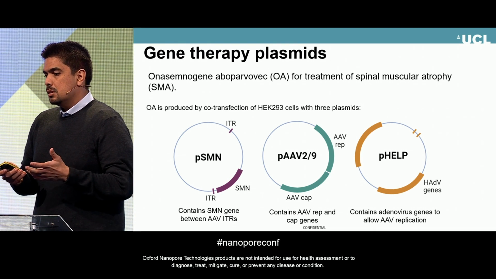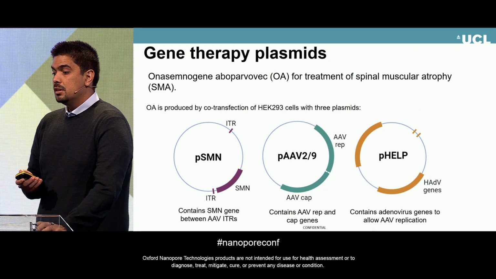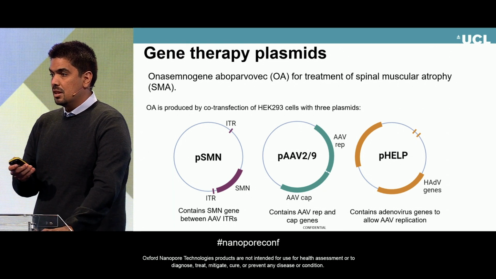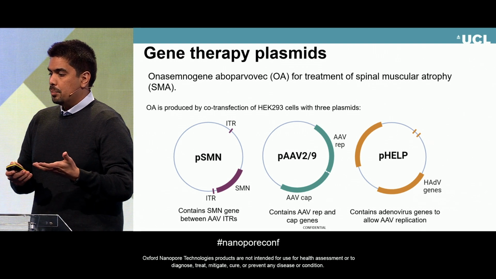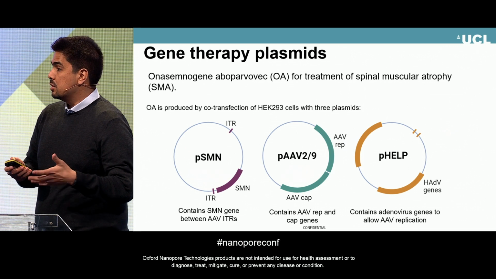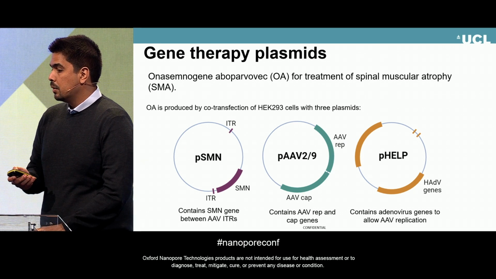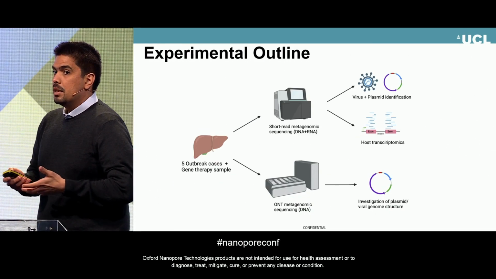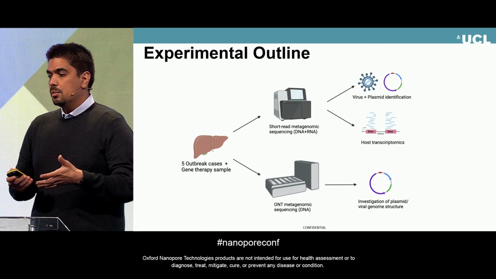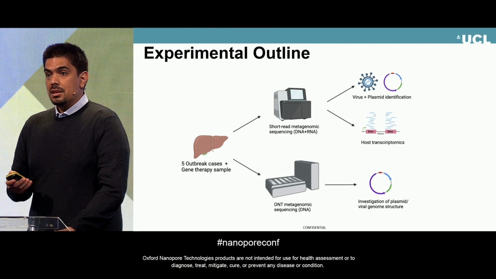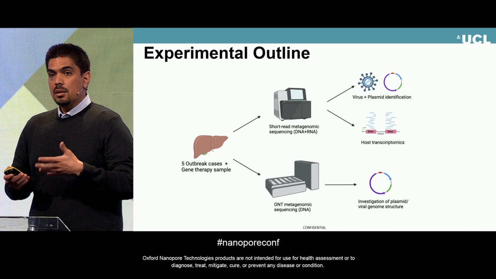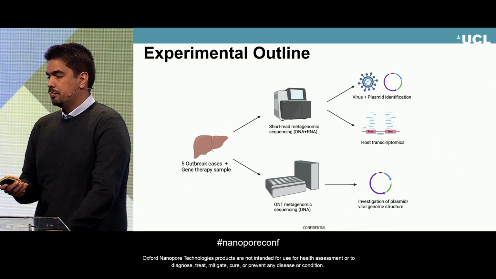Production of this treatment is made using three plasmids. You have pSMN, which has the transgene between two ITRs from AAV, and you have two other plasmids that have AAV rep and cap genes and also adenovirus genes that allow AAV replication. For this, we used similar methods to the ones we used to study the hepatitis outbreak. We used short-read metagenomic sequencing for virus and plasmid identification and to study the host transcriptome, and we used ONT to investigate the plasmid and viral genome structure.